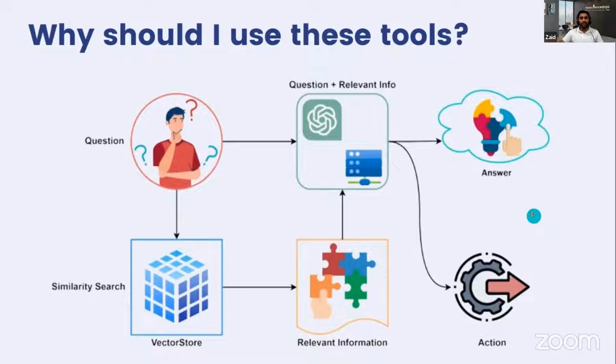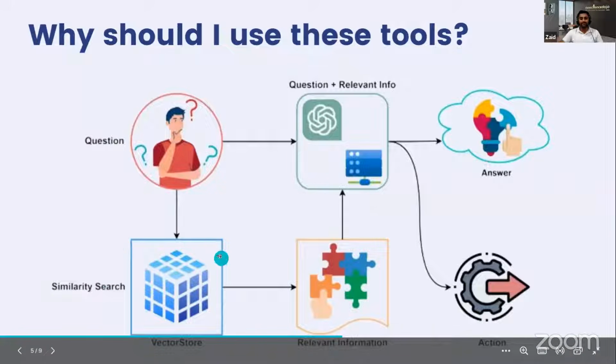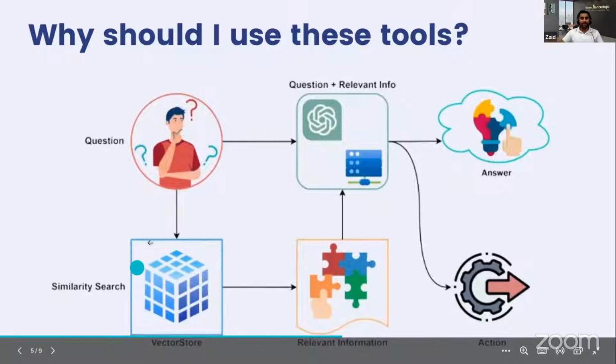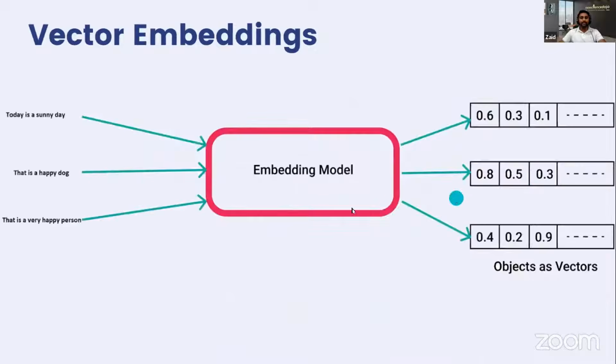Moving towards the science behind this vector database: what is similarity search? I would like to clear up all of these buzzwords in a while. All right, so before going into the depth of vector databases, we have vector embeddings.